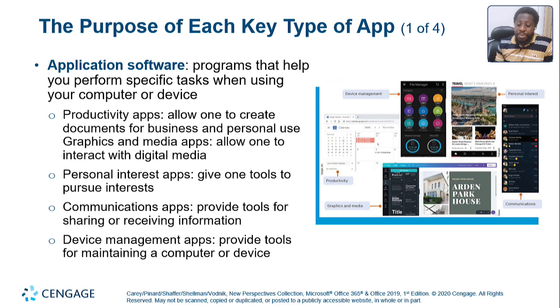Basically, application software is programs that help you perform specific tasks when you are using your computer or device. It doesn't matter which ones you have been using every day on your computer, they fall under the category of application software. But we can put them in several categories. We have productivity applications, the ones that help you create documents for businesses, for personal use, graphics, and media applications that allow you to interact with digital media. These all fall under productivity applications. We are not pointing at any particular application by name, brand, or developer.